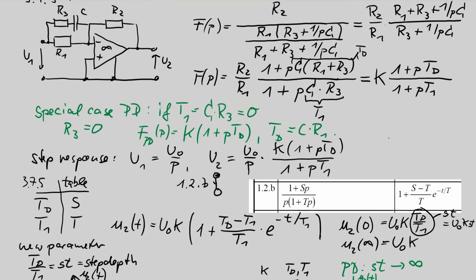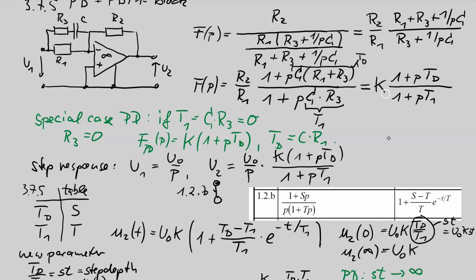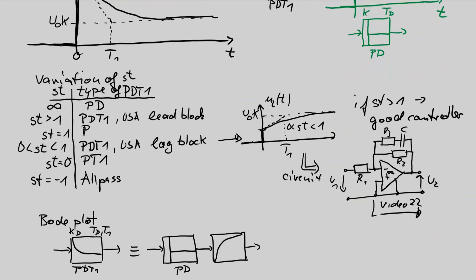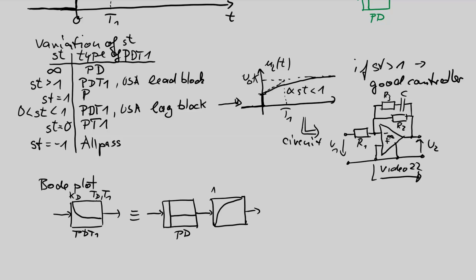Here you can see the product of the numerator function. This is a PD multiplied with 1 divided by 1 plus PT1. That is a simple PT1 just with a K1 and a time constant T1. And here this gets a K and this gets a TD. So with this knowledge we can easily draw the Bode plot, because this Bode plot is known.